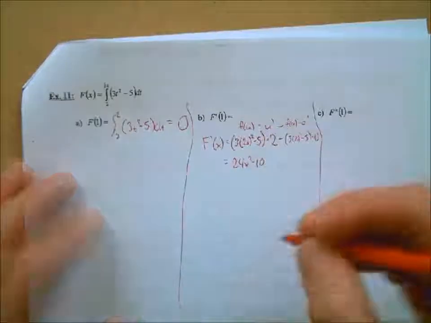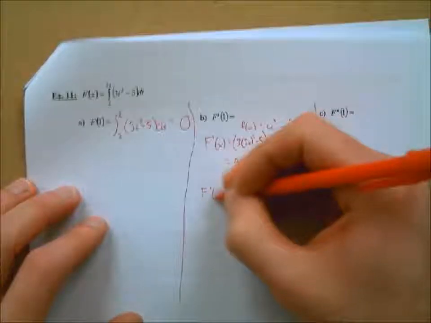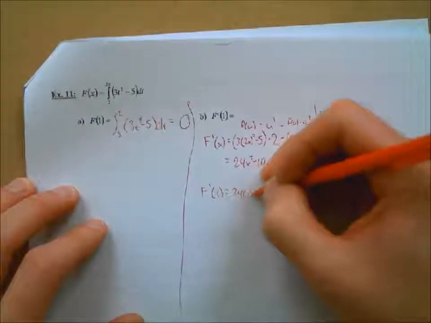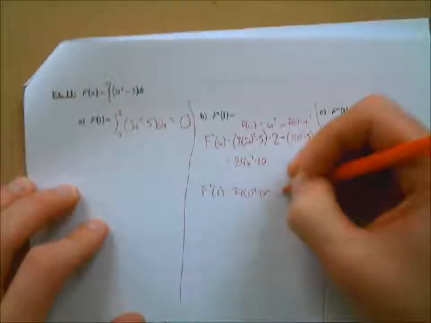Okay, and so then we're going to evaluate, of course, f. We're not done yet, right? We want to find f prime of 1. And so it's going to be 24 times 1 squared minus 10, which is then 14.